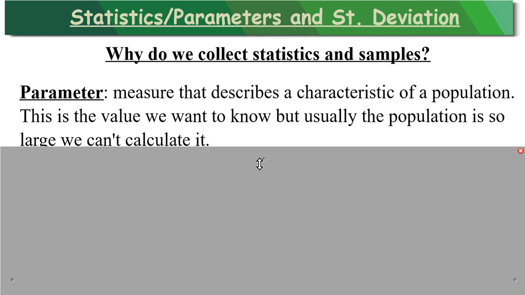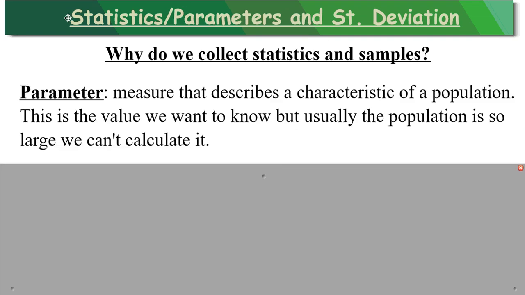The reason why is because we want to know something about the population. We call that value the parameter. The parameter is the measure that describes a characteristic of a population. It's the value that we want to know, but usually the population is so large that we can't calculate it.